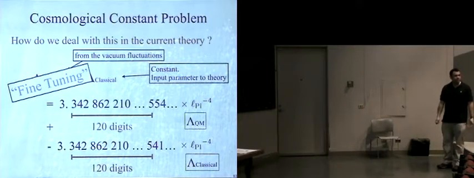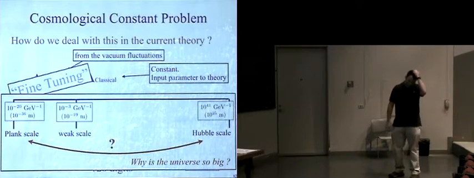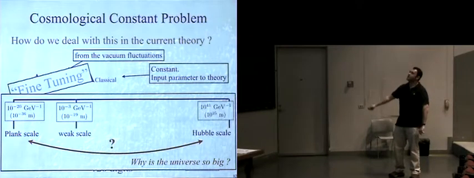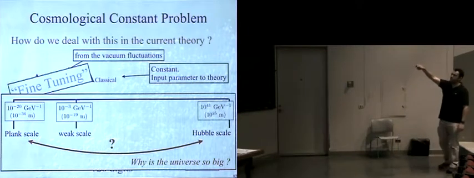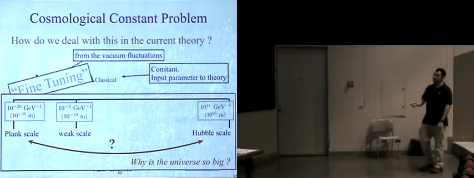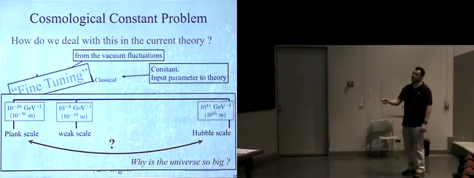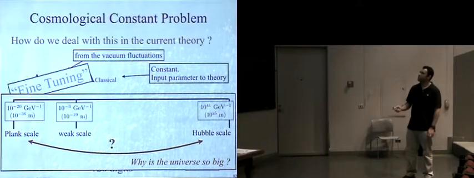This is called fine-tuning, because we have to fine-tune this input parameter to 120 digits, and it's clearly wrong. It's clearly telling us that we're missing something. No one is really happy with this. You can think of it as a problem associated with the distance between these two length scales. Why do we have to do this fine-tuning is analogous to asking, why is the universe so big? Why is the thing that we observe so different from what we expect naively based on the Planck scale? Our answer to this now is that there's this other parameter that agrees with the calculation to 120 decimal places. No one's happy with this.